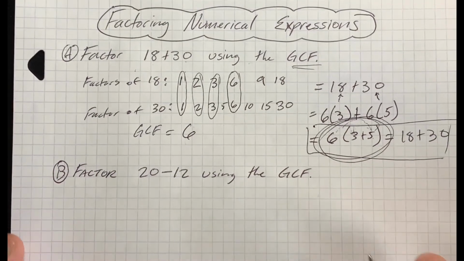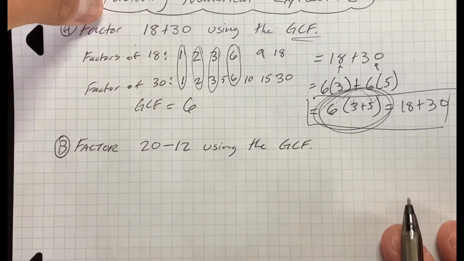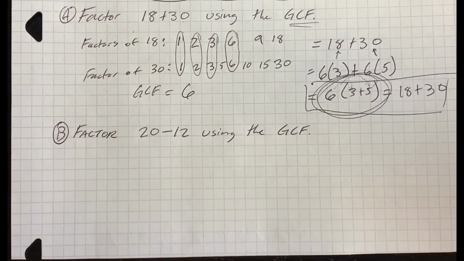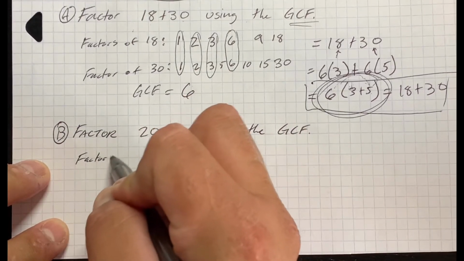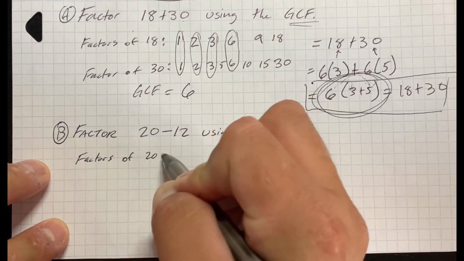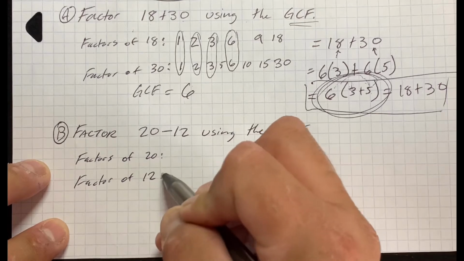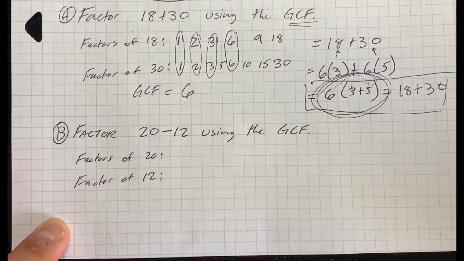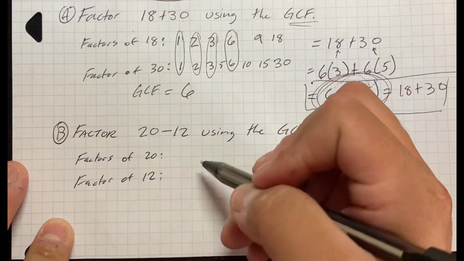All right, let's try that again. This time, I'm going to move this up just a little bit. So let's try this one now. So we have 20 minus 12. We're going to factor 20 minus 12 using their greatest common factors. So again, we're going to have factors of 20 and factors of 12. Keep in mind that we're going to look for the greatest common factor. We need to use the greatest common factor to factor these expressions.